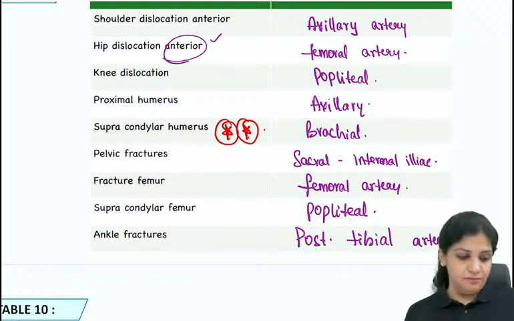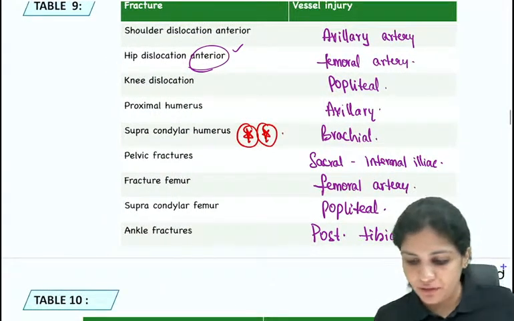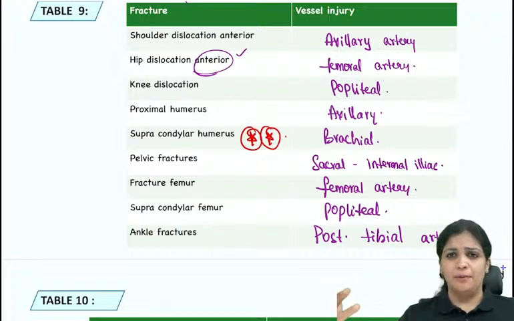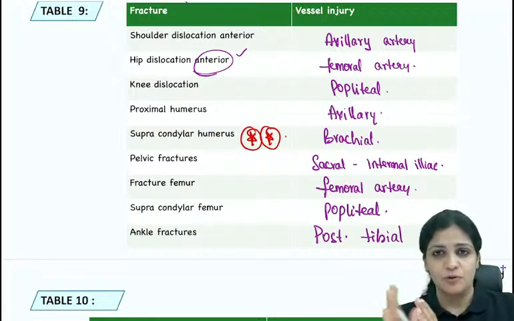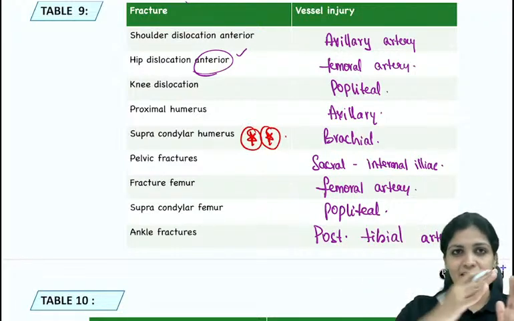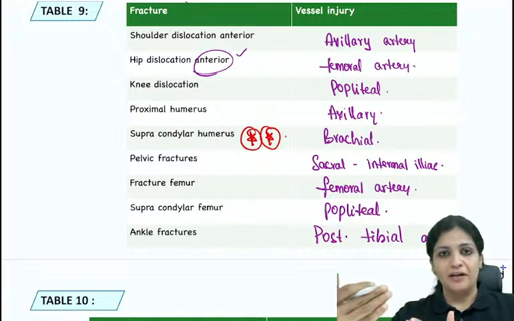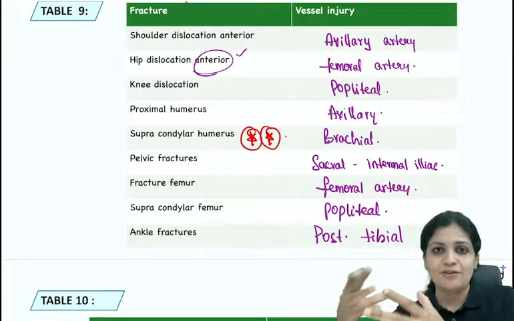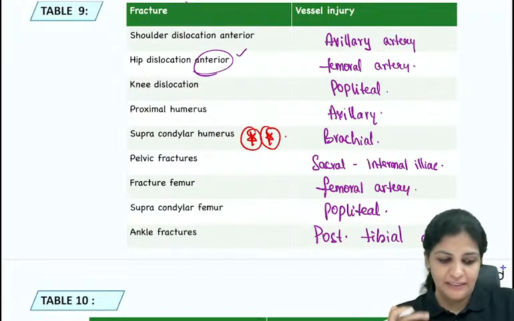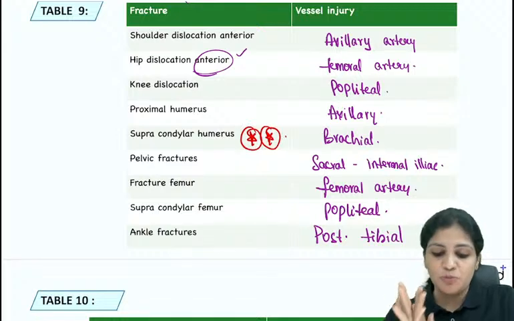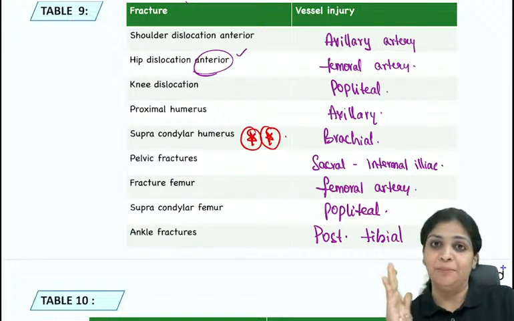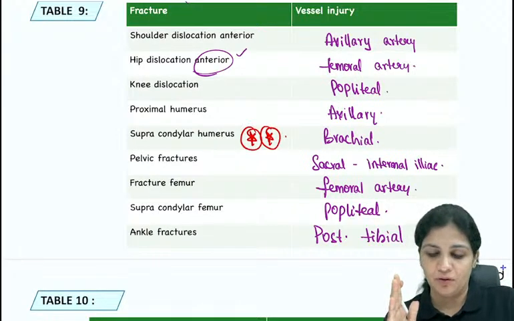Posterior tibial artery. So this is a very, very important table. And I know you can easily remember because it is something related to anatomy also. You can imagine the ankle is related to the posterior tibial artery. Supracondylar femur is related to the knee, on the posterior aspect, so popliteal artery. What is most important is the supracondylar humerus, that is the brachial artery, very, very important.